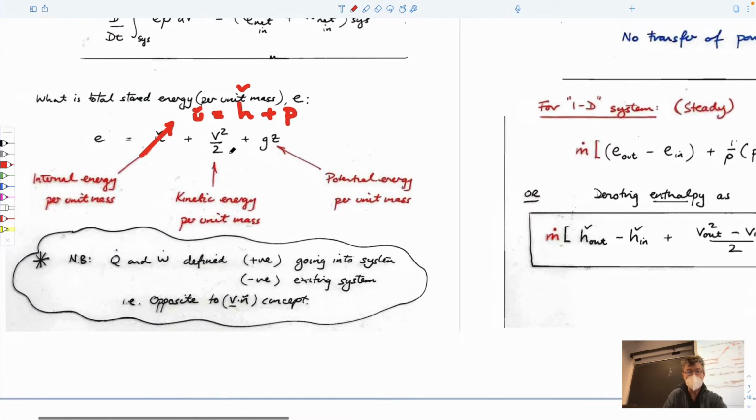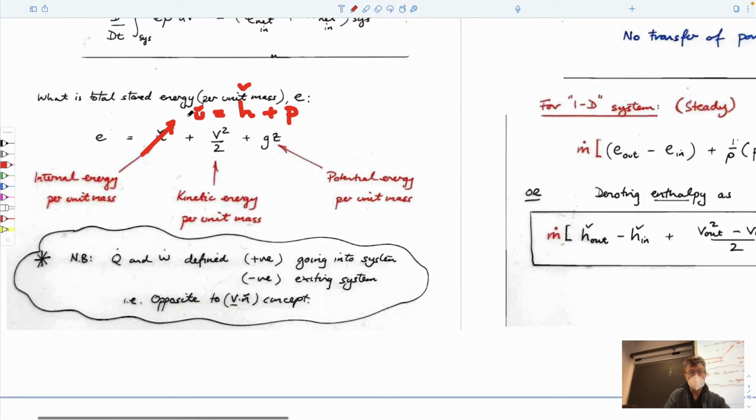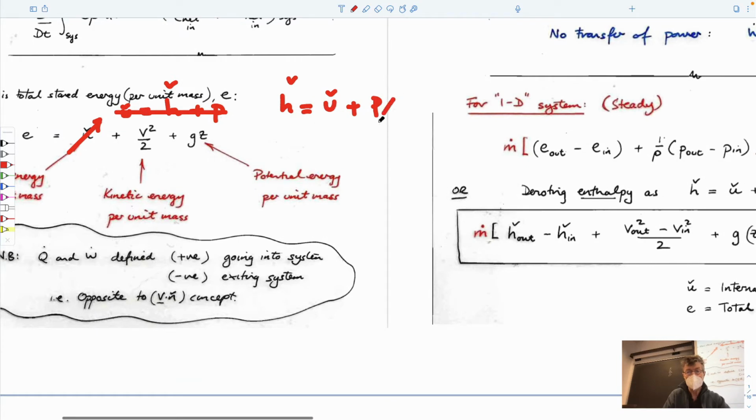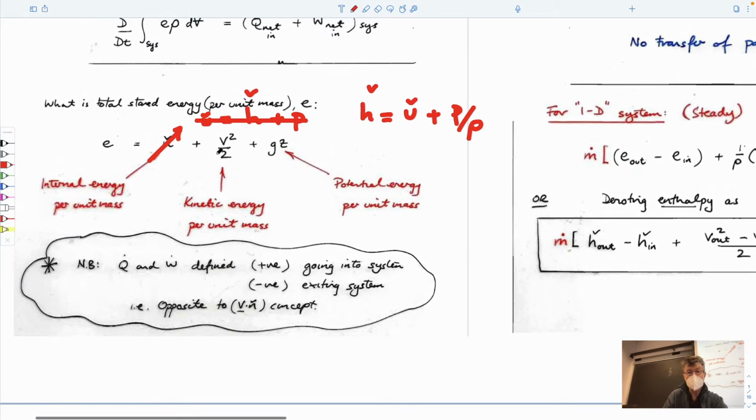No, it's the other way around, isn't it? So enthalpy is equal to internal energy plus pressure, I think, over density. Right? Yeah, over density, because it's per unit mass. And so the other term, the pressure term, which is missing, is just rolled into this component here.